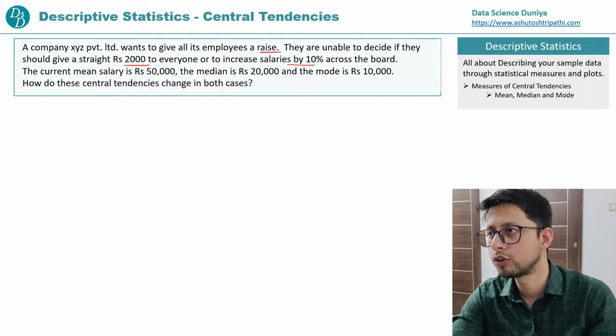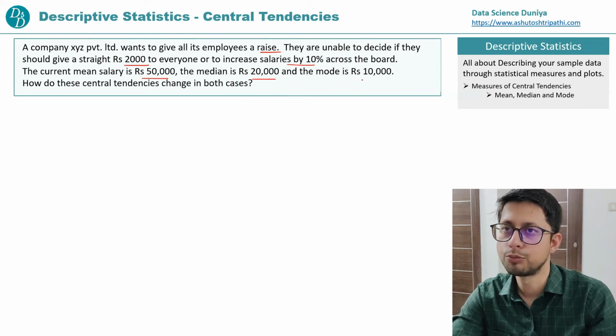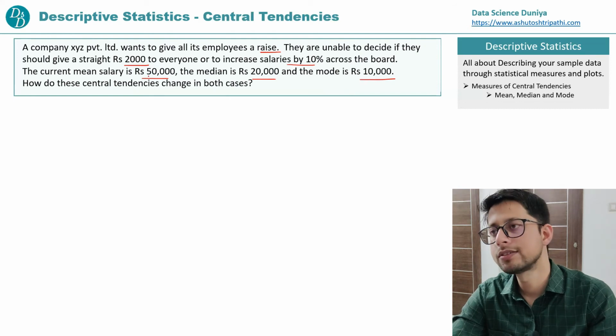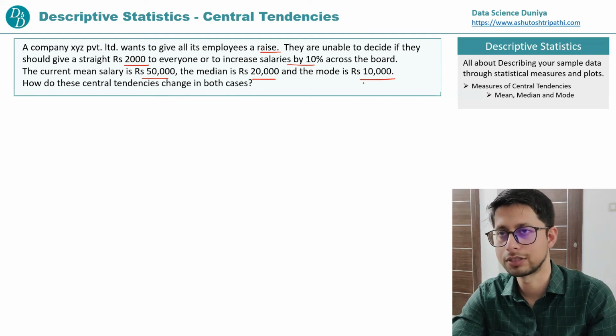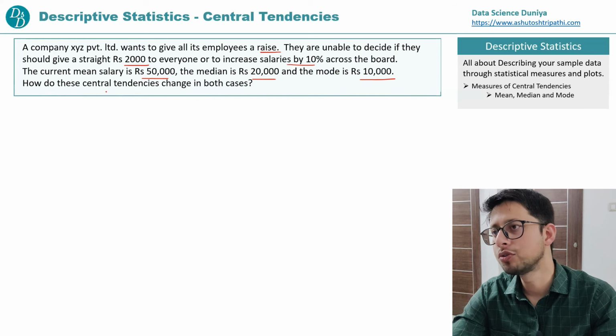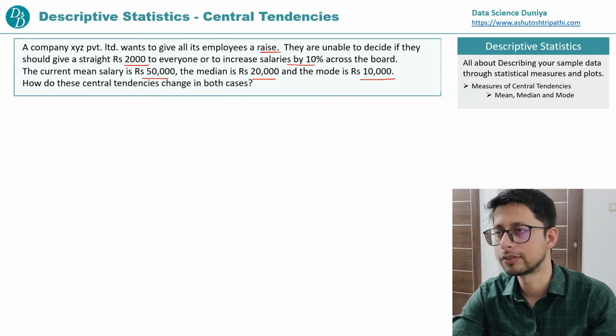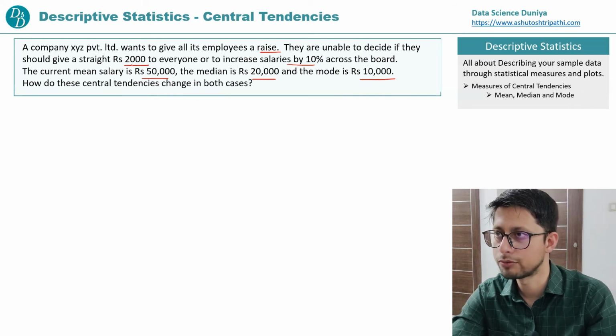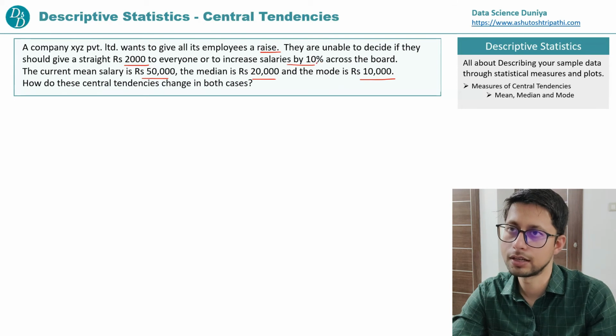And now what else information do we have? The current mean salary of total employees is 50,000, their median is 20,000, and their mode is 10,000. So the average salary is 50,000, the central value, the middle point, is 20,000, and most employees are getting a 10,000 salary. Then how do these central tendencies change in both cases? For example, if the company decides to give a 2000 hike, then what will be the effect on these three data items, mean, median, and mode? And if they give a 10% hike, then what will be the change in these three entities?